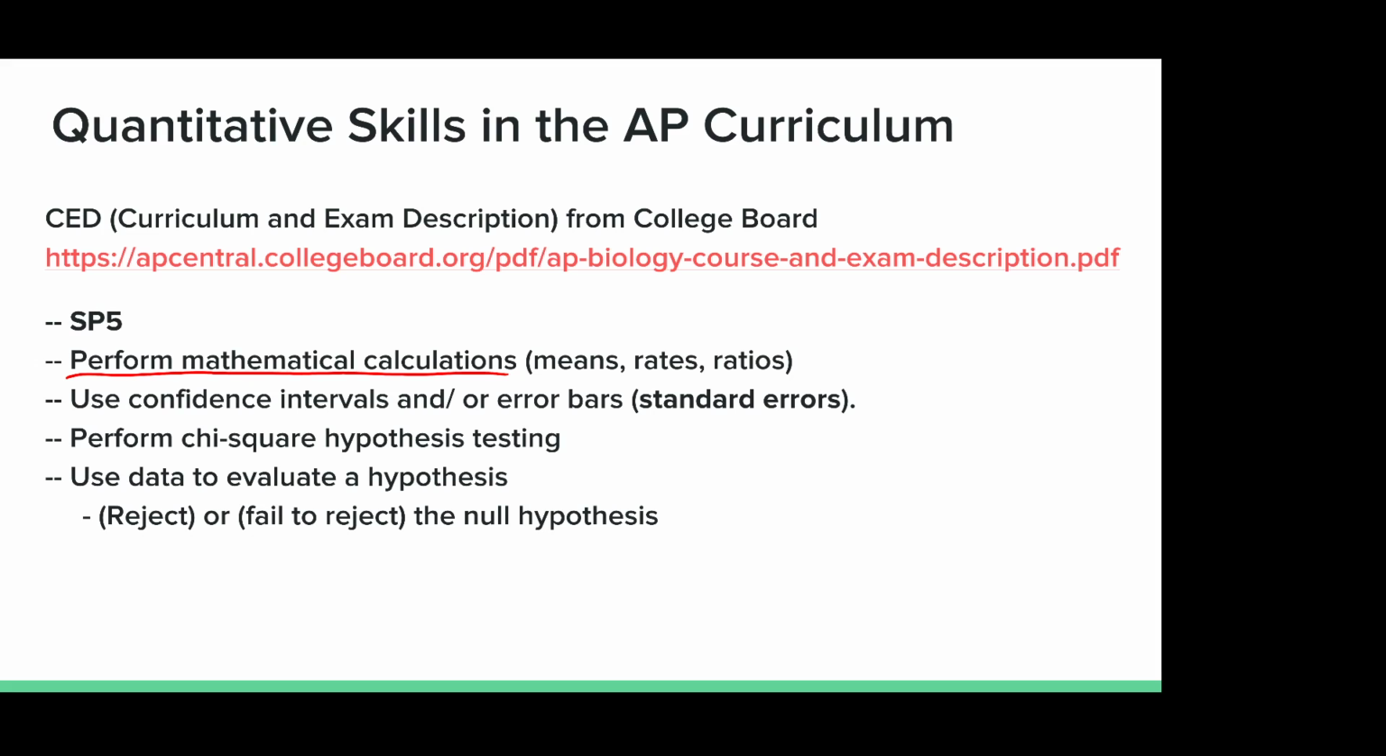Under this entry, they have a very specific note about students being able to understand the binary case of the null hypothesis: you reject or fail to reject. Please note that you never accept the null hypothesis. So it's reject or fail to reject. We'll talk more about that in a few minutes.